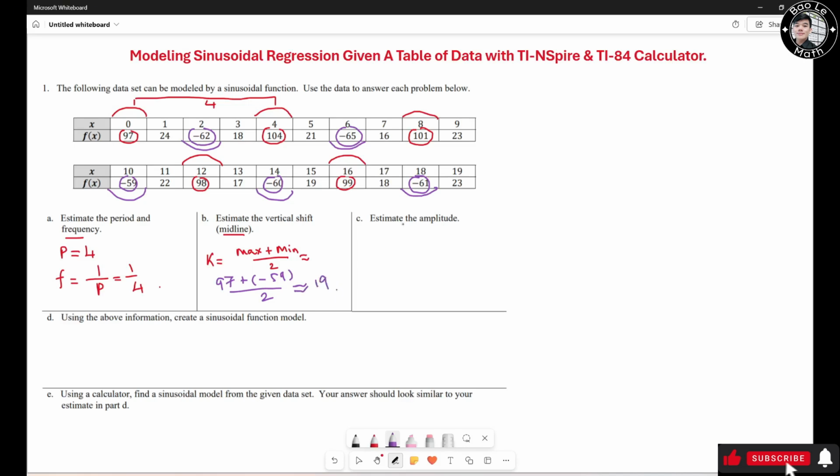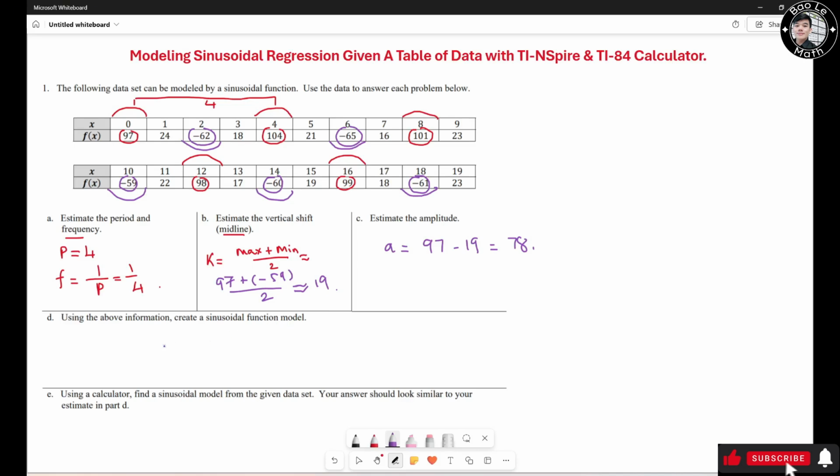Alright. Now estimate the amplitude. The amplitude is the distance between the midline and the maximum. You check the maximum, 97, right here. So the amplitude A equals 97 subtract the midline 19, and it's going to be 78.